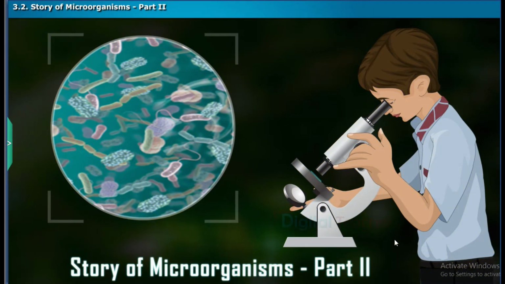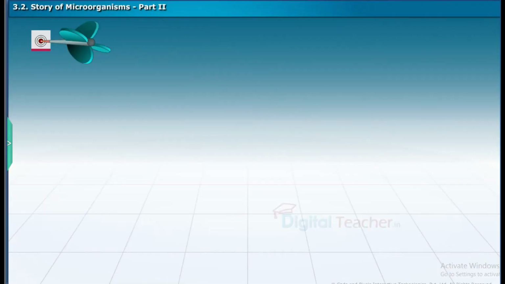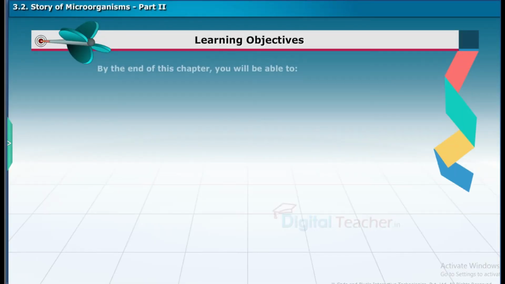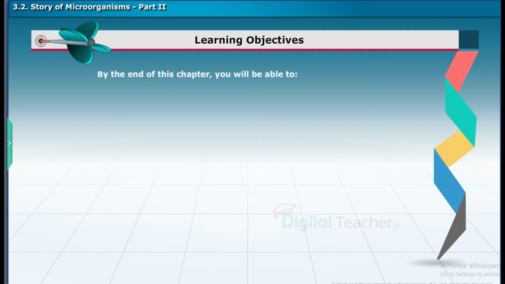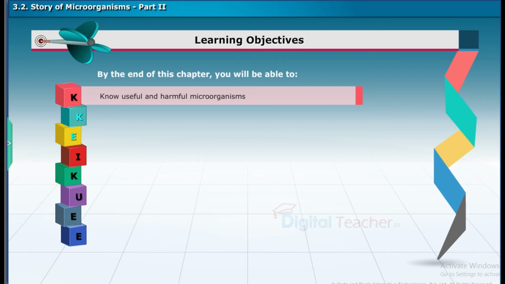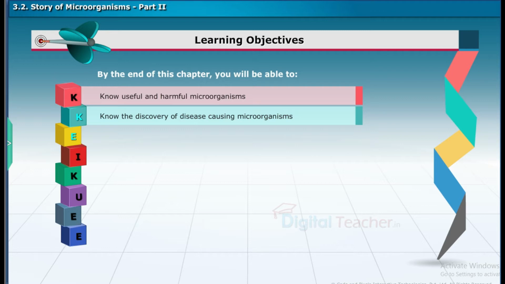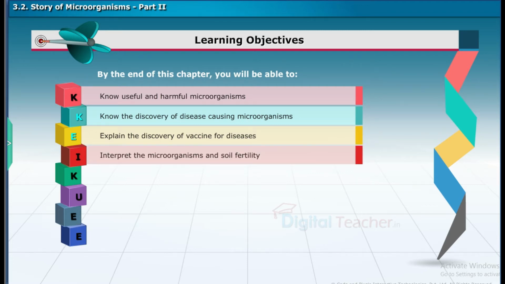Theory of Microorganisms, Part 2. Learning objectives. By the end of this chapter, you will be able to know useful and harmful microorganisms. Know the discovery of disease-causing microorganisms. Explain the discovery of vaccine for diseases. Interpret the microorganisms and soil fertility.